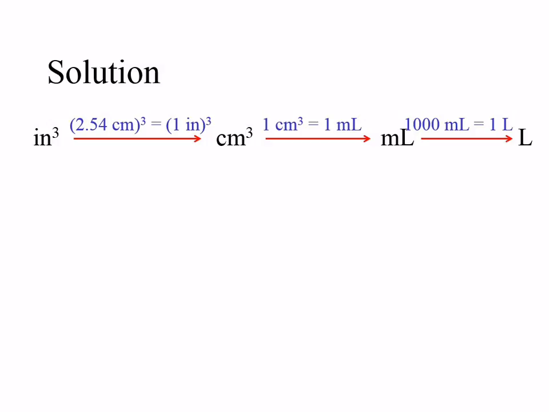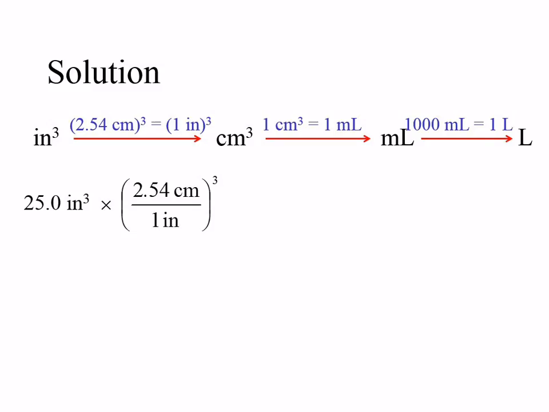So here we go. The first term is the thing I want to convert: 25.0 inches cubed over 1. Then my next stop is centimeters cubed. I want my 3 units of inches to cancel, so I would write this ratio 3 times: 2.54 centimeters over 1 inch, 2.54 centimeters over 1 inch, 2.54 centimeters over 1 inch. Then my 3 inches cancel, and I'll be left with centimeters 3 times, which is centimeters cubed.